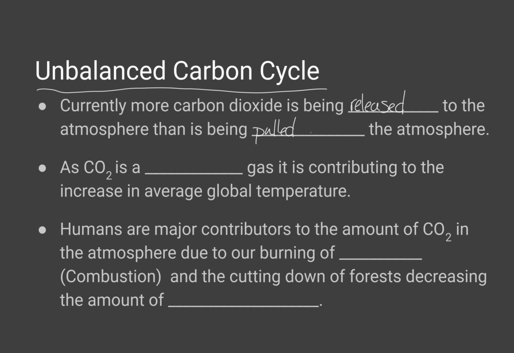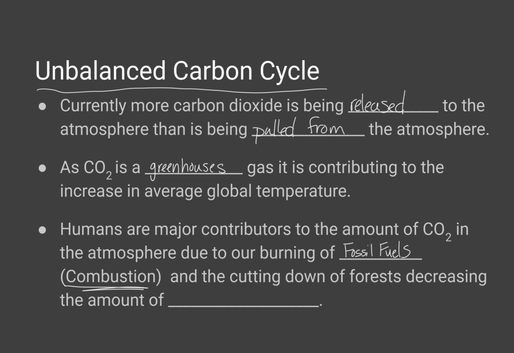So plants are usually the main thing that is pulling carbon dioxide from the atmosphere. And as CO2 is a greenhouse gas, this is an important term, greenhouse gases prevent heat energy from escaping the Earth's atmosphere. So if that heat energy can't escape, the Earth will continue to warm. So as CO2 is a greenhouse gas, it is contributing to the increase in average global temperatures. And unfortunately, humans are major contributors to the amount of carbon dioxide in the atmosphere due to our burning of those fossil fuels.